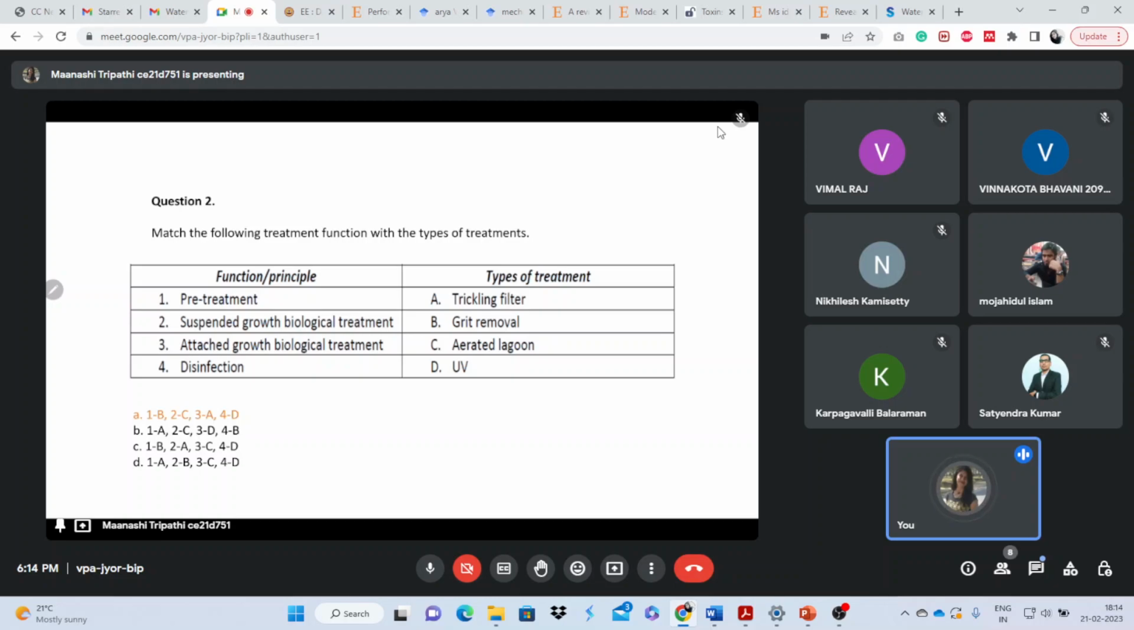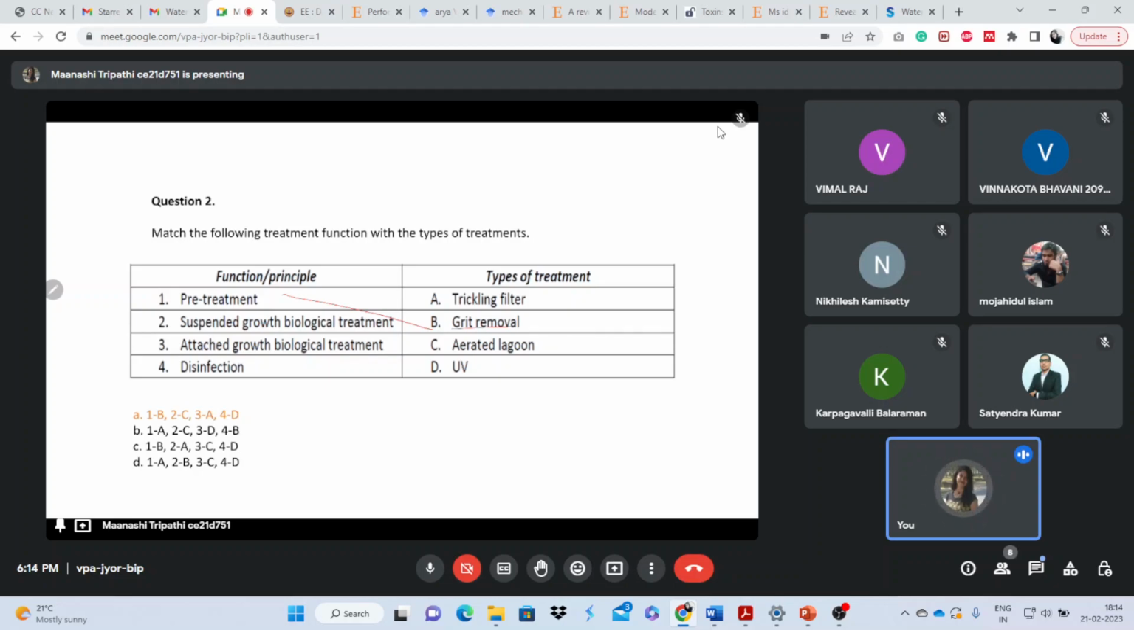When we talk about pre-treatment, we talk about grit removal, because there are three treatment schemes. First is preliminary, then primary, then secondary. In the preliminary treatment, we have screens as well as grit chamber. So grit removal is performed there. So it is a kind of pre-treatment.